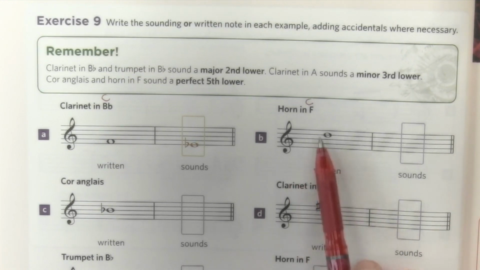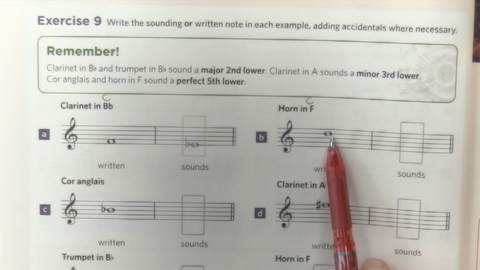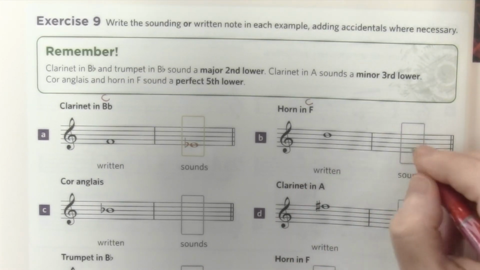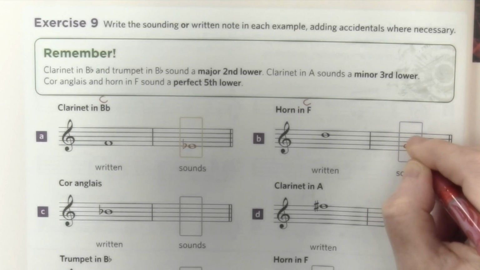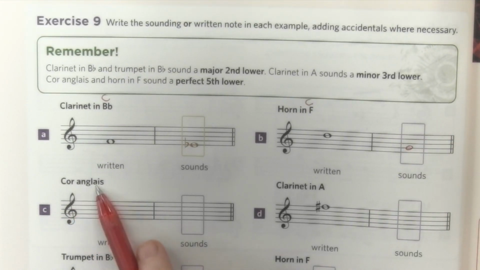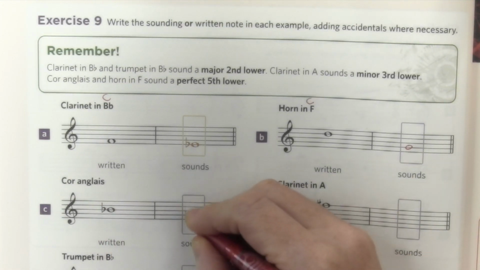Okay, so what we need to do is write a perfect fifth lower. So a perfect fifth from D is G. Cor anglais is a fifth lower, perfect fifth lower. So it's the same, B flat, E flat.